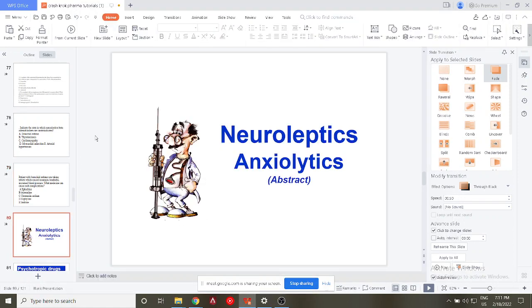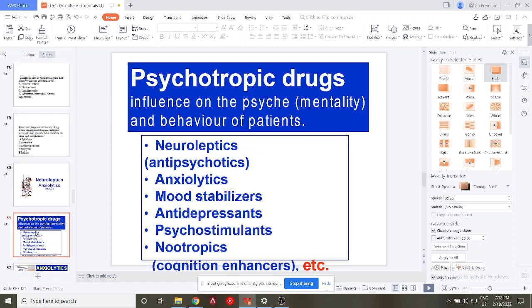Okay, good job, guys. Now we're going to move on to neuroleptics and anxiolytics. Anxiolytics are drugs that help treat anxiety. When you're anxious, you can take these drugs to help treat your anxiety. We have several types of psychotropic drugs, which influence the psyche and behavior of patients. We have neuroleptics, which are antipsychotics; anxiolytics, anti-anxiety drugs; and mood stabilizers, for those who are bipolar.